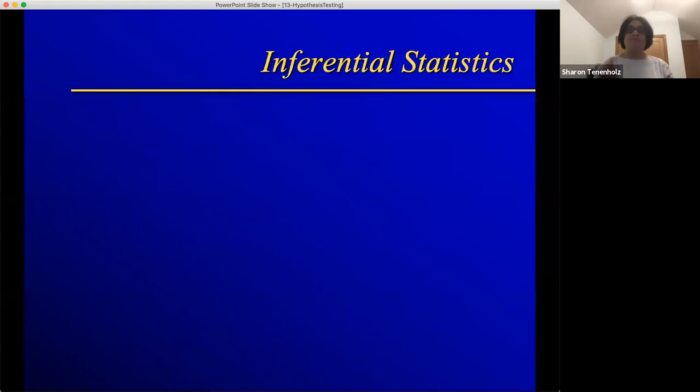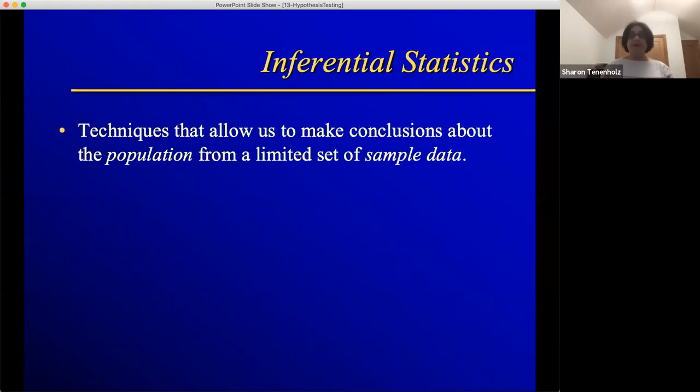That is where inferential statistics come into play. So inferential statistics are techniques that allow us to make conclusions about that population, even though what we've collected is a limited set of sample data. We're making inferences, hence the name inferential statistics. So we're going from that sample to the population and using statistical techniques to determine what conclusions we can reasonably make.